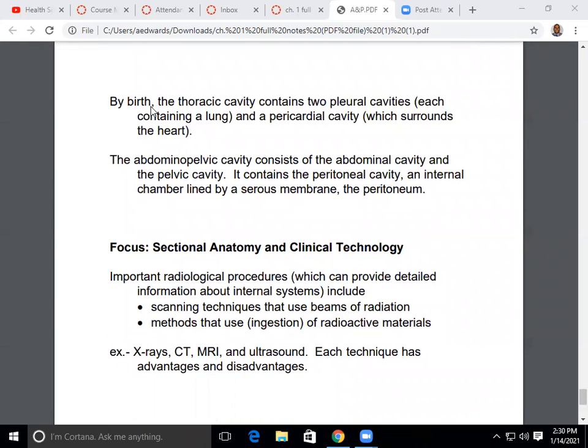Okay, so by birth, your thoracic cavity is going to have two pleural cavities. Okay, pleural is a root word for the area around the lungs. So you have one that contains each lung. And a pericardial cavity. Cardi has to do with heart, right? So pericardial cavity surrounds the heart.